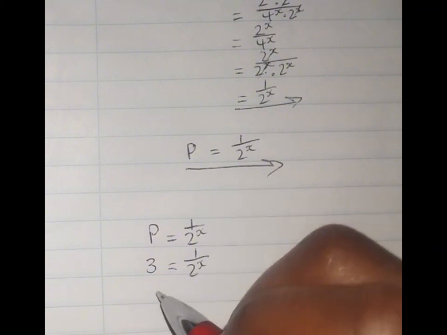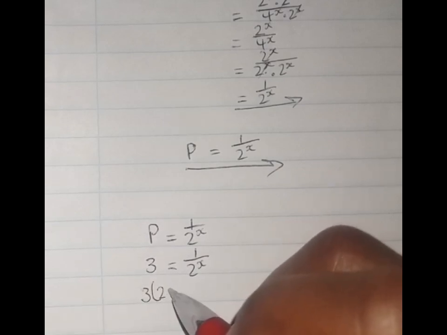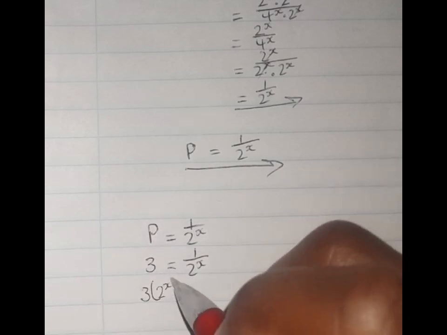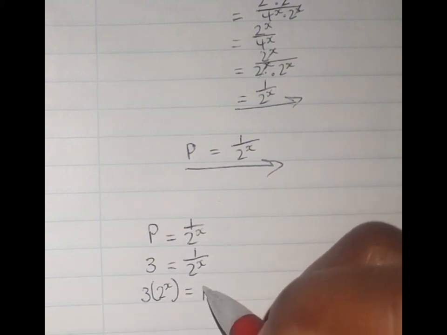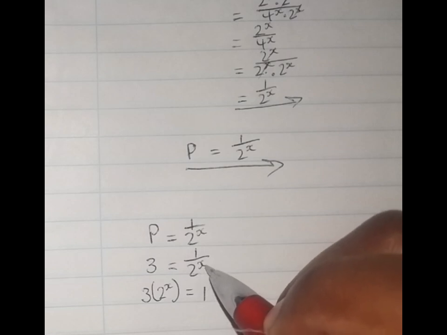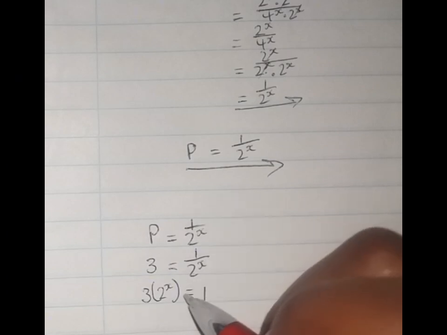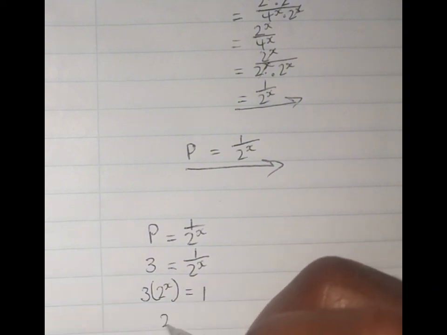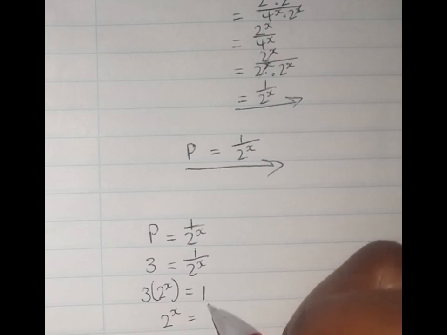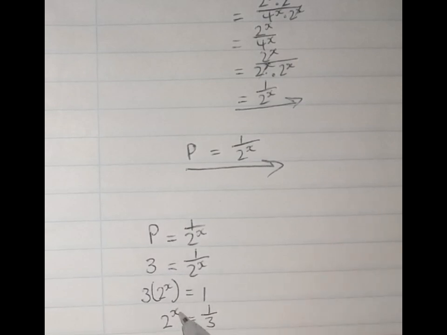And so we'll have that 3 times 2 to the power x is equal to 1, since 2 to the power x divided by 2 to the power x is going to be equal to 1. And so we'll have that 2 to the power x is equal to 1 divided by 3. So now we'll look for the value of x.